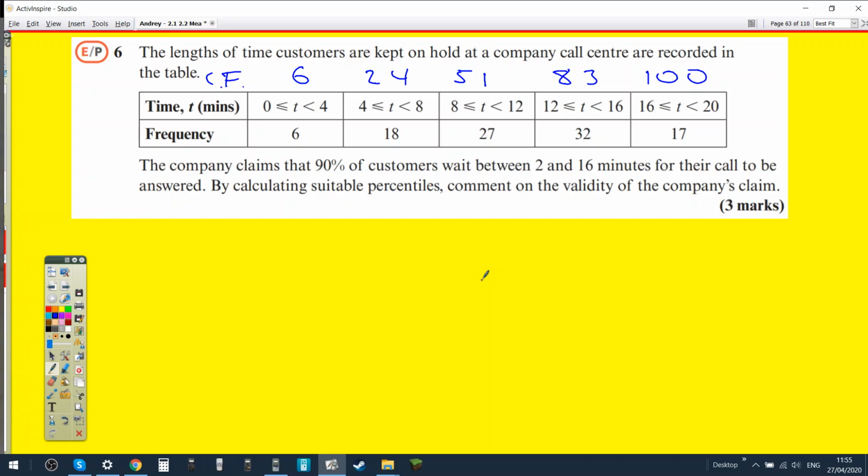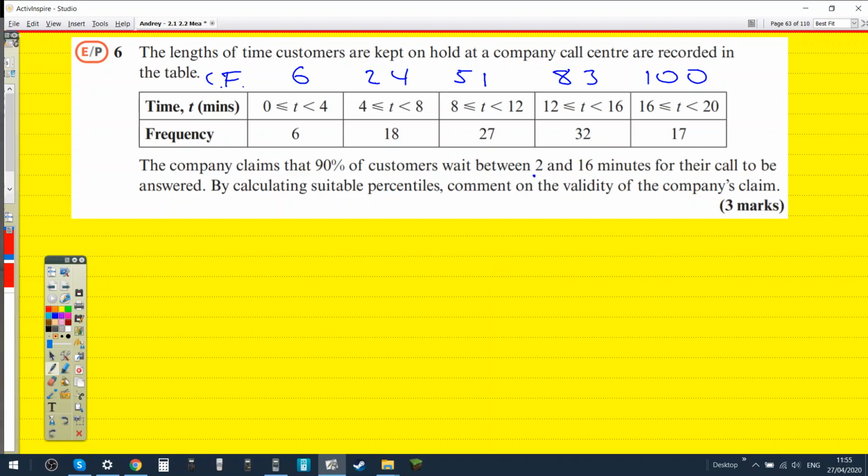Would you do 10% of 100? No, we have to work in reverse for this one. They've told us the minutes. So do I do 90% of 2 and 90% of 16? Or no. I'm not sure.